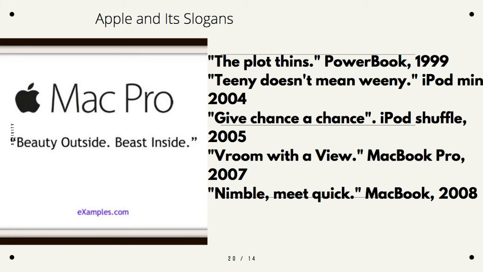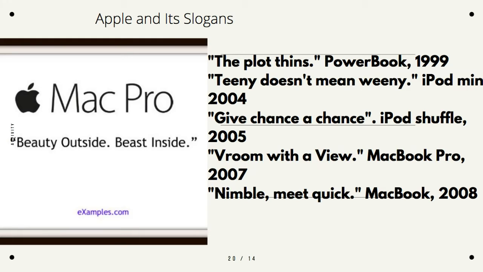Okay, look at the examples. There are so many, but I'm showing you some. We say the plot thickens, but here they say the plot thins, meaning unlike other computers, and although now they've caught up, Apple products have become smaller and thinner. And yet the power is still there, the same. Teeny doesn't mean weeny, you know? Again, this is rhyme, teeny weeny. You remember the song? Teeny weeny, yellow polka dot bikini.